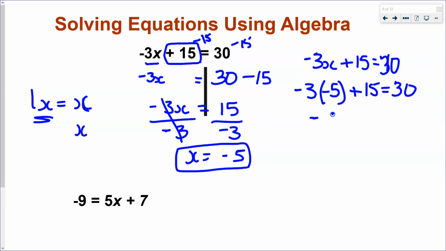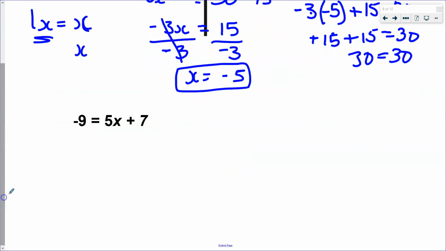-15, or sorry, -3 times -5 is positive 15, plus 15 is 30, and my sides balance out, so I know my answer is correct. This is what I love about algebra. You can check your answers.